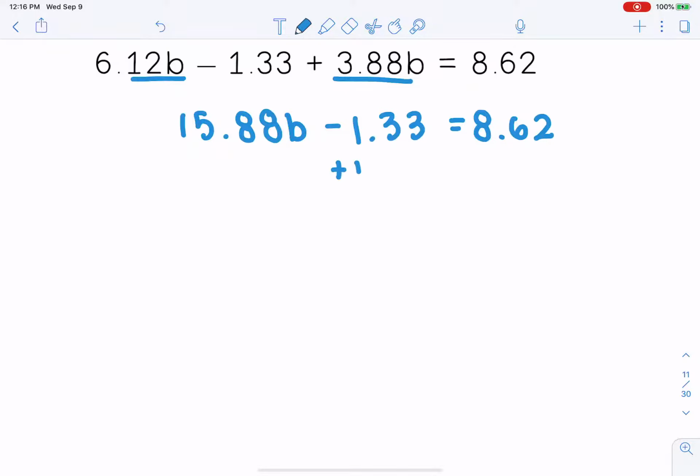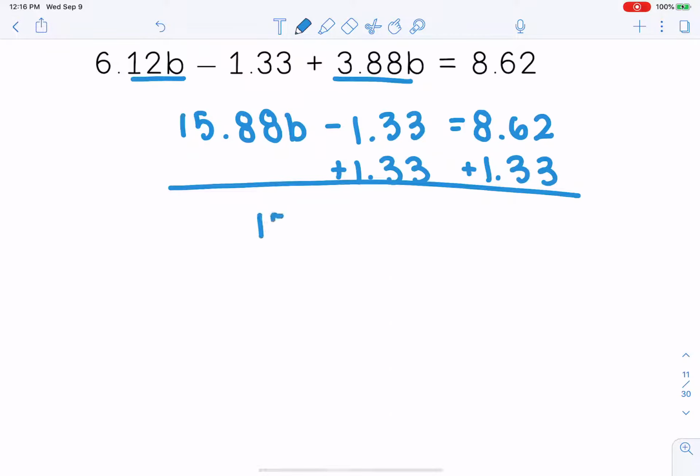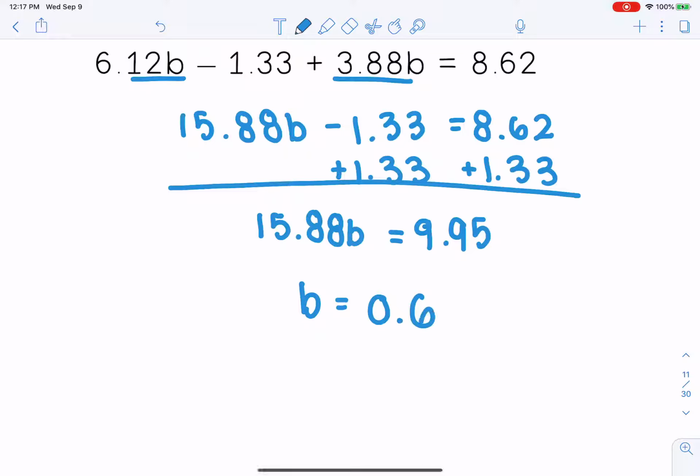So we're going to add 1.33 to both sides. We get 15.88b equals 9.95. Now the last step is just to divide. So we end up with b is equal to 0.62657. So we'll just say, round up and say 3.